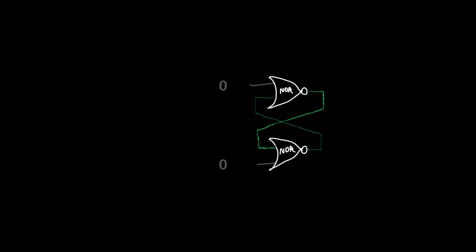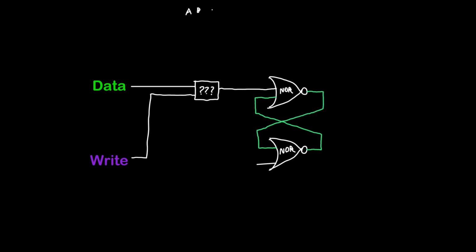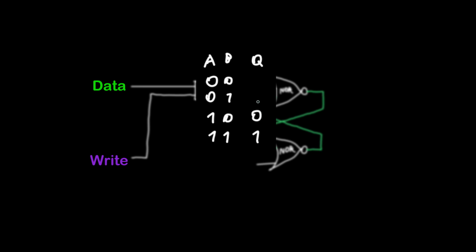But we want to write binary data. So as inputs, we will have a data line and the write line. When the write line is high, we want to store whatever is on the data line. We want the top line to be active when writing a 1, so when both the data and the write lines are high.